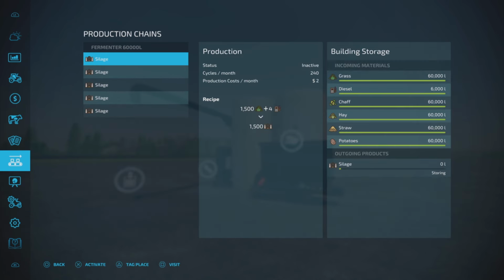It makes silage out of grass, diesel, chaff, hay, straw, and potatoes. And look at that, 60,000 liters of grass, 6,000 liters of diesel, and 60,000 liters each of the other products are the capacity. Now, the recipe is exactly the same for all of them. Potatoes is something unusual that we don't often see as a silage, to make silage, so that's interesting. And straw is always a welcome addition. Now, the 4 liters, well, we'll see how everything goes.